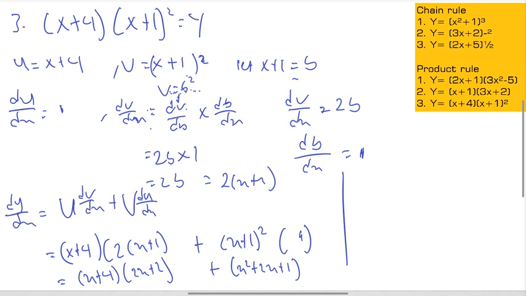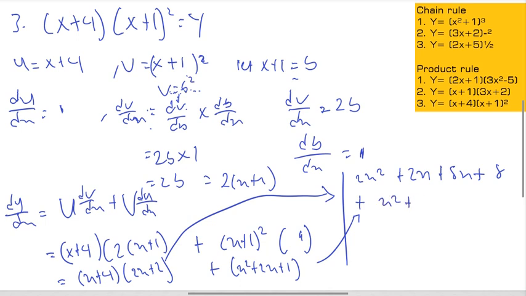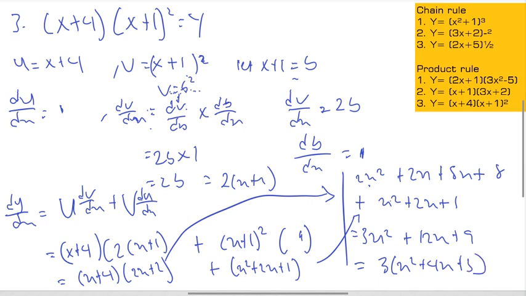So here we're going to have 2x squared plus 2x plus 8x plus 8. Then we're adding it with this one that we have here, so that's x squared plus 2x plus 1. So we add them together, we have 3x squared plus 12x plus 9, and we can factorize 3 out here. So we have 3 times x squared plus 4x plus 3, and this is our final answer. You can either see this or this in your options and you get your mark.